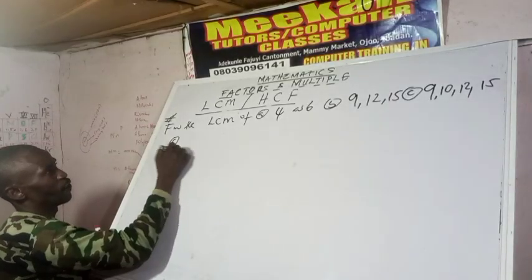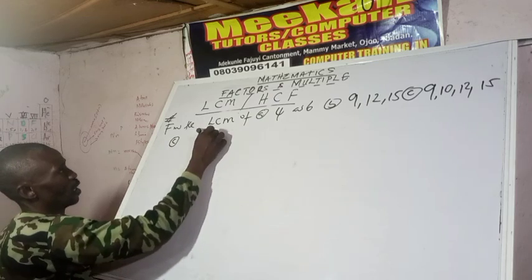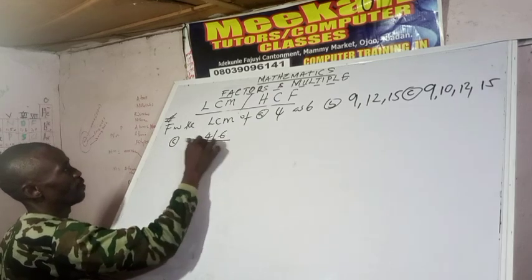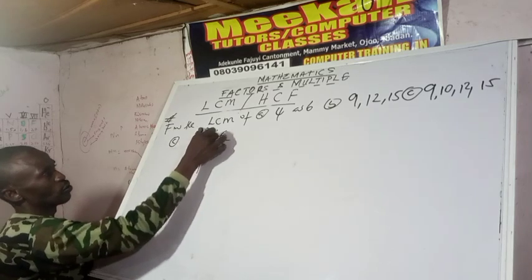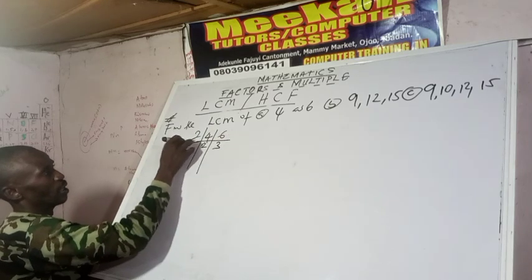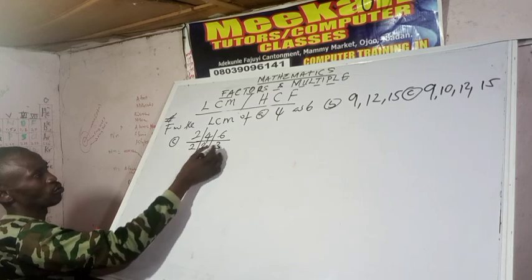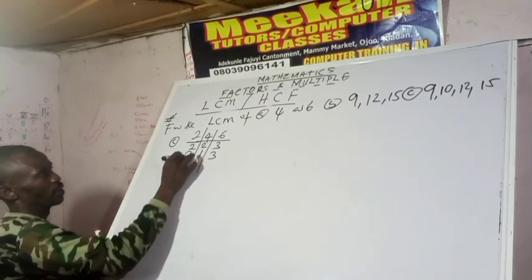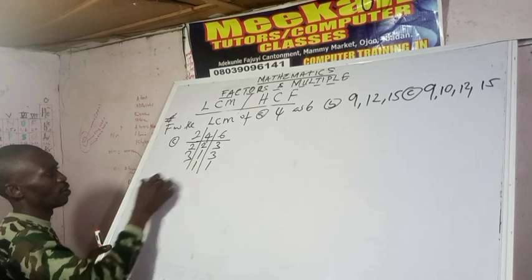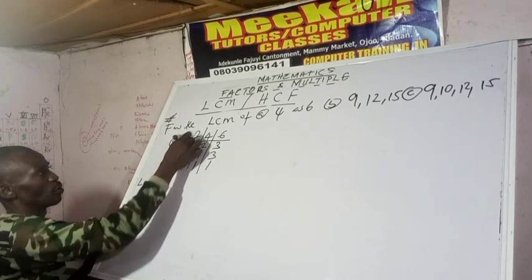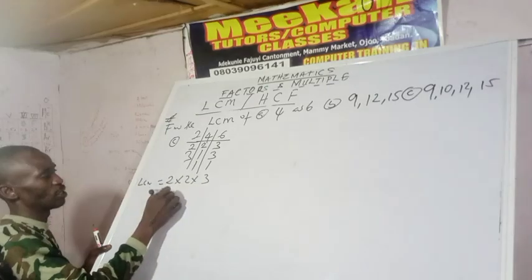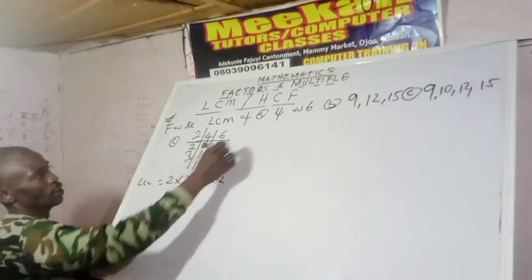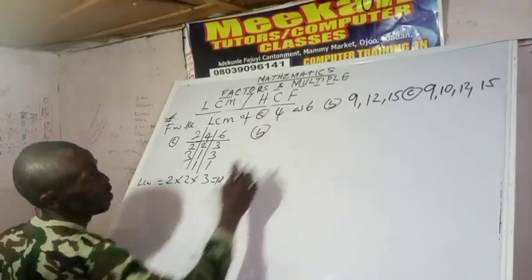LCM of 4 and 6. I write 4, I write 6. What are those things that can go? Let's go. 2 here, 2. 2 here, 3. Yeah, 2 again, you have 1. 2 cannot go here, I bring it down. 3 here, 1, and this one becomes 1. My LCM is going to be what? 2 times 2 times 3. 2 times 2, 4, 4 times 3, what do you have? 12.